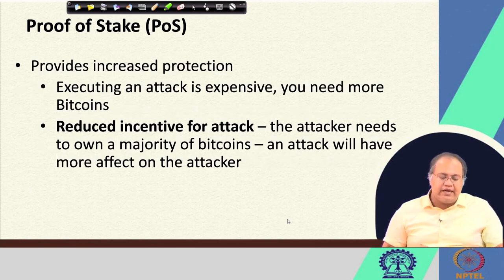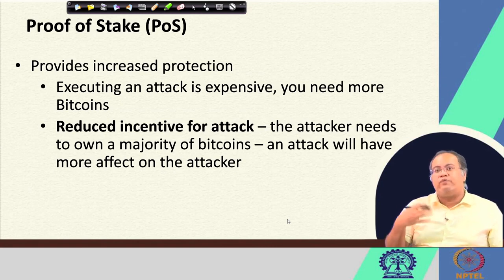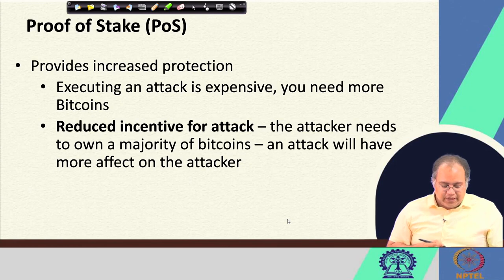So this proof of stake provides increased protection compared to proof of work. First of all, executing an attack is expensive, because to execute an attack you need a larger amount of Bitcoin. Well, you can only propose new blocks in proportion to the amount of Bitcoin that you hold. Now, to raise an attack you need more Bitcoins, and you also have reduced incentive for attack.